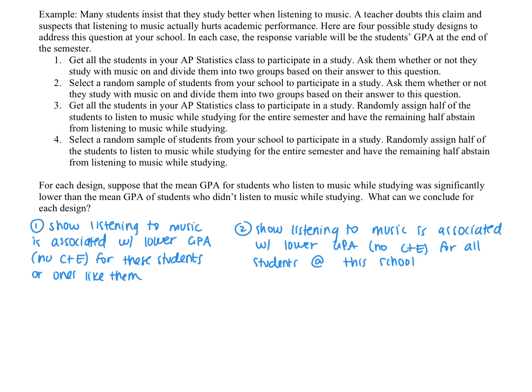Okay, we're going to do one more, and it's the third one. Get all students in our AP Stats class to participate in a study. Randomly assign half of the students to listen to music, and the remaining half to abstain from listening to music. What can we show with this that we couldn't show before? Cause and effect, because we randomly assigned them to 2 groups.